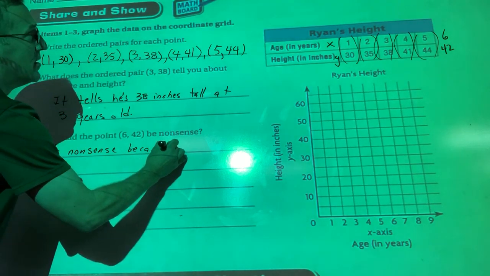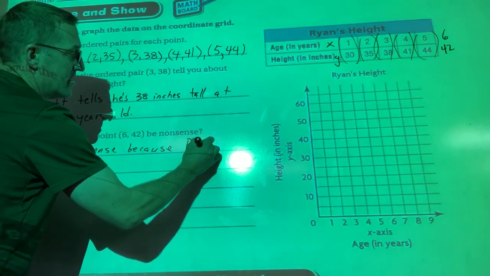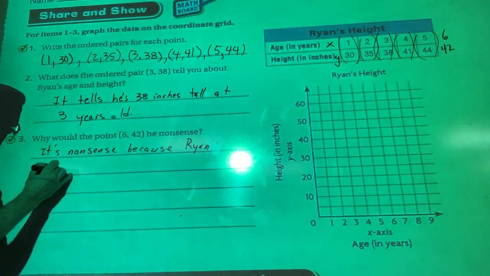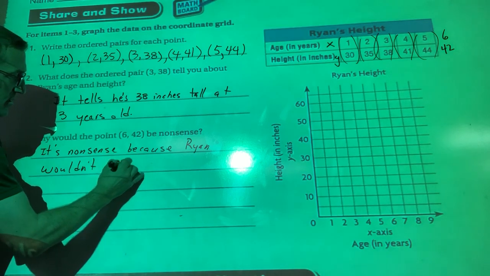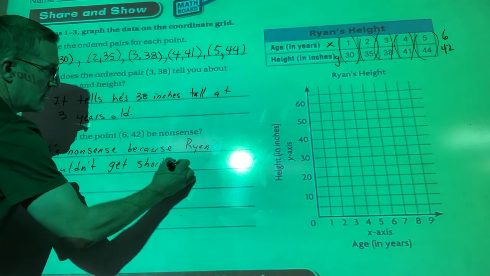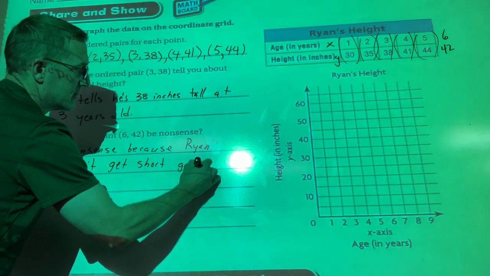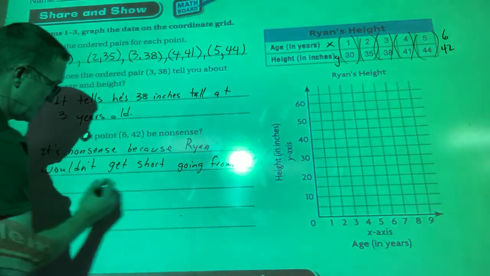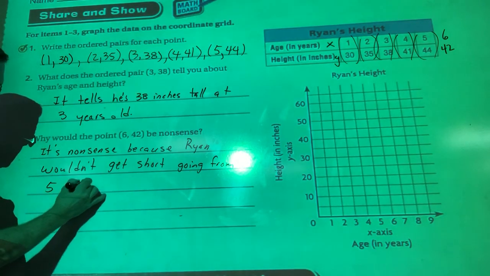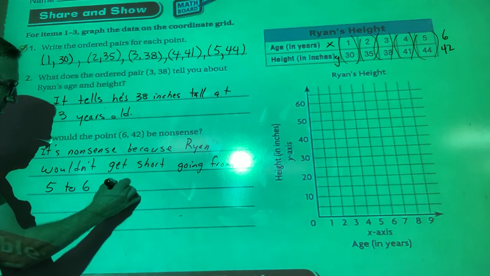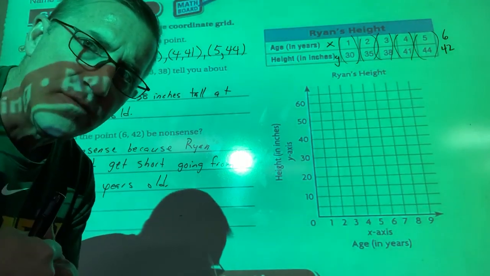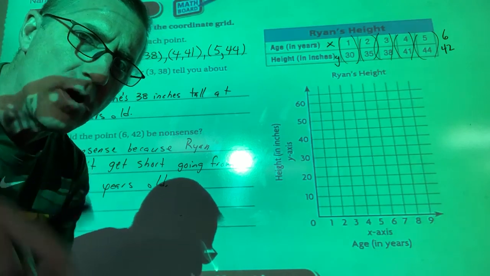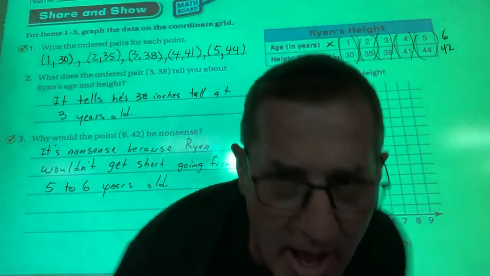Because Ryan wouldn't get shorter going from 5 to 6 years old. Okay, don't tell me I'm going too fast because you know you can pause it. All right, so you can see it, I hope. I'm getting out of the way.